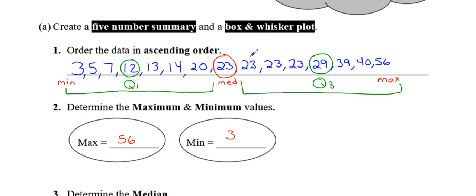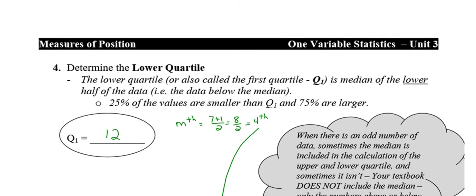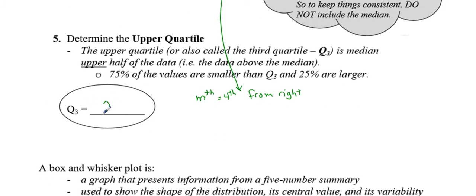Okay, and you could have counted from the left, 1, 2, 3, 4, but my worry is always that you're going to start here and go 1, 2, 3, 4 and get the wrong number. So I usually like to start counting for the lower quartile on the left and start counting for the upper quartile on the right. So the upper quartile is 29. And again, remember, if there's an even number of data for your quartiles, you will go in between the two middle values.